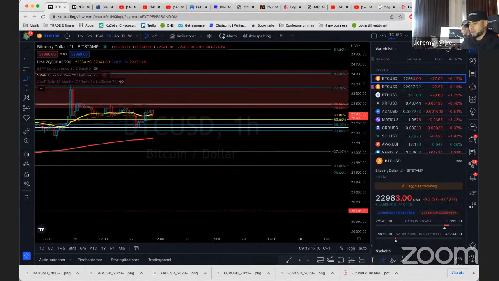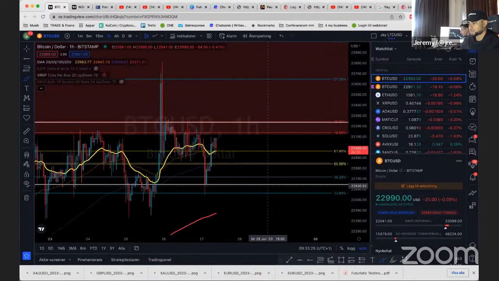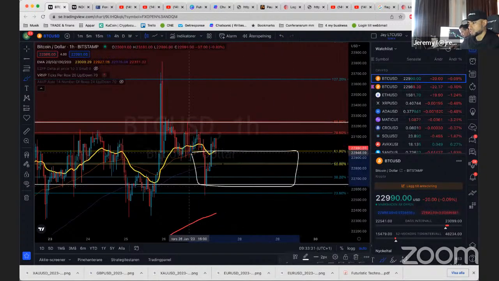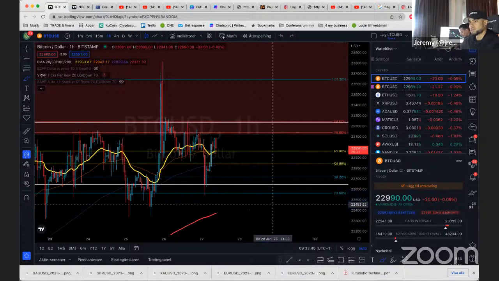Even on the hourly time frame, it's respecting the 20-day moving average. So we're looking for Bitcoin to break this whole zone, nice and clearly break it, and that will put us in a sell position for Bitcoin.